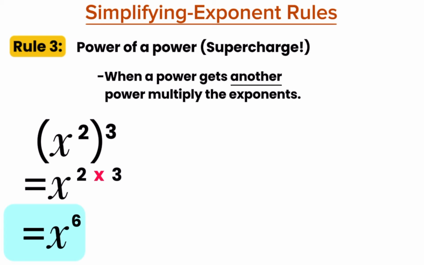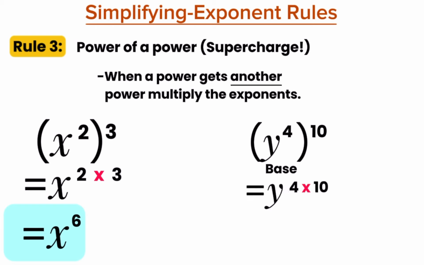Now let's say we have y to the power of 4 all to the power of 10, with y to the power of 4 as the base. The last thing you want to do is write out y to the 4 10 times, then add all 4s. Save time and just multiply the exponents instead to get y to the power of 4 times 10, which is y to the power of 40.